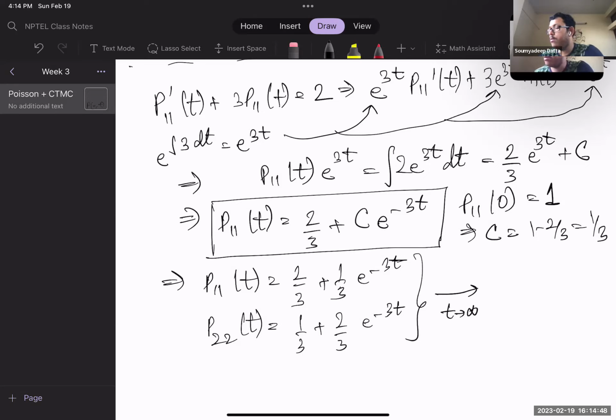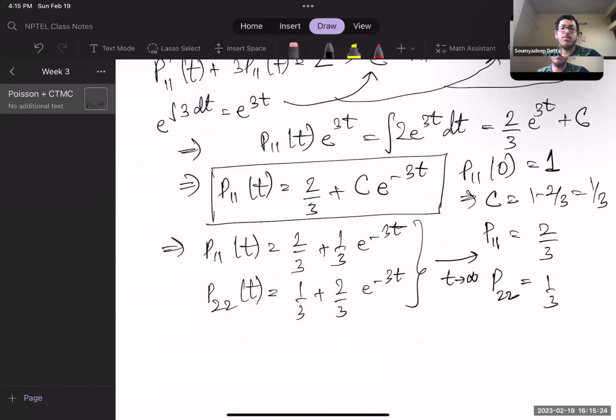Do these values converge to some finite value? If I write P11, P12, P22, drop the t, and take t approaching infinity, does the limit exist in these cases? It does, right? Because as t approaches infinity, these two terms go to 0. So this is 2/3 and this is 1/3. This is kind of the notion of having a limiting distribution. This is hand waving, but the formal definition is as follows.